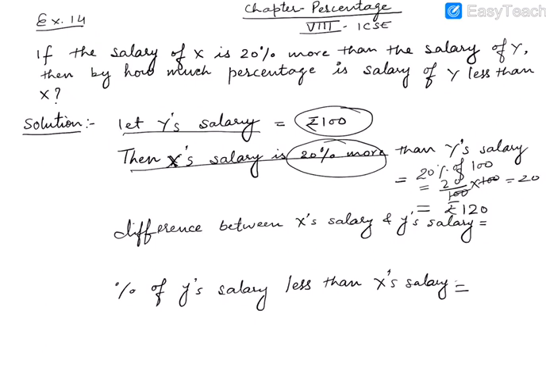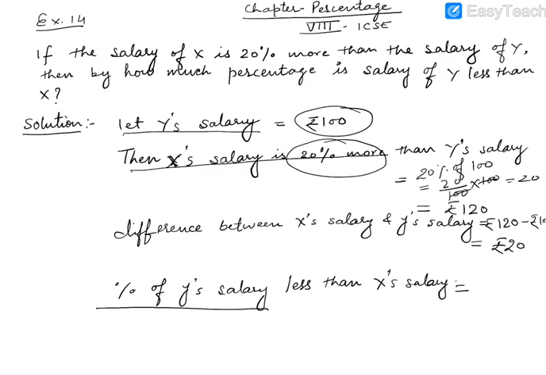Now you'll find the difference. Who is getting more salary? X is getting more salary. So 120 minus rupees 100, that is equal to rupees 20. Now Y is getting 20 rupees less than X, and we have to get the percentage of Y's salary, that Y is getting how much less than X. So we'll convert it into percentage.